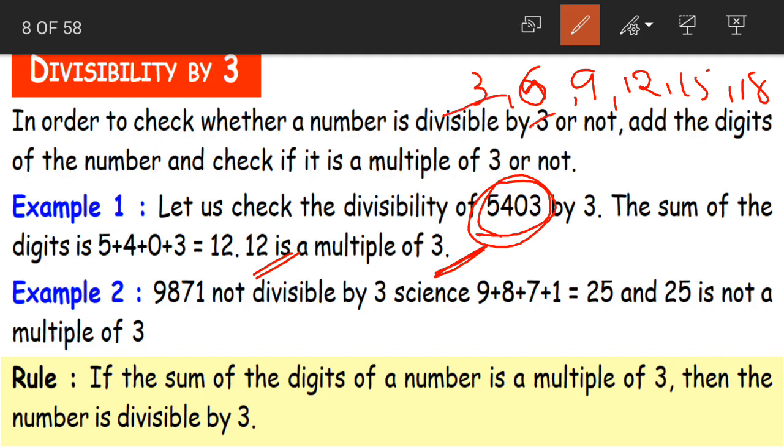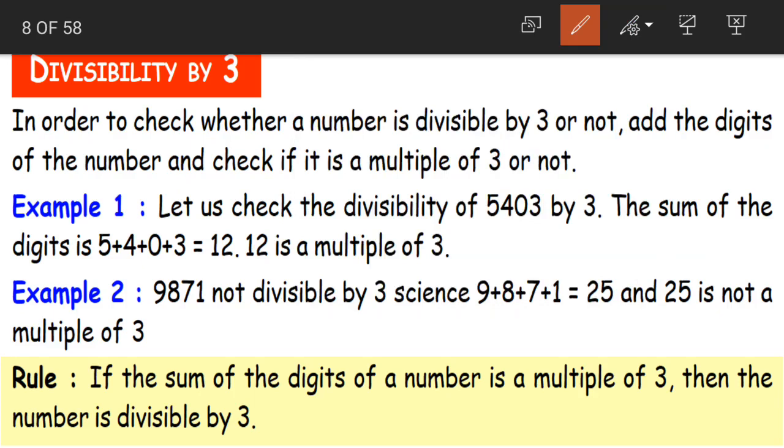3 ones are 3, 3 twos are 6, 3 threes are 9, 3 fours are 12. Yes, now 12 is among the multiples of 3. So the whole number 5403 becomes divisible by 3. Clear, children? This is a little lengthy process. First we need to add and then we have to check whether the sum is a multiple of 3 or not. Yes, but yet it saves so much time than actually dividing the number and checking whether it is divisible by 3 or not. Now coming to example 2.